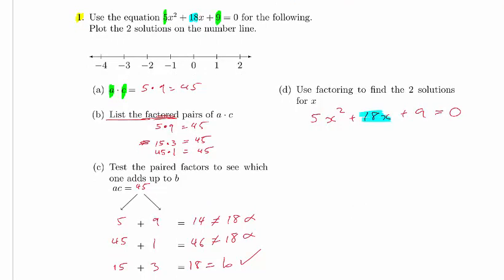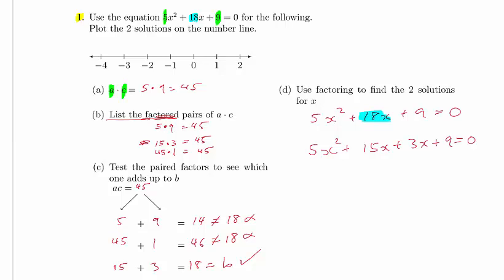All right, we have 18x here. We want to break that up. We want to write that as 15x plus 3x, because note that does equal 18x if we add them together. So we've got 5x squared plus 15x plus 3x plus 9 equals 0.